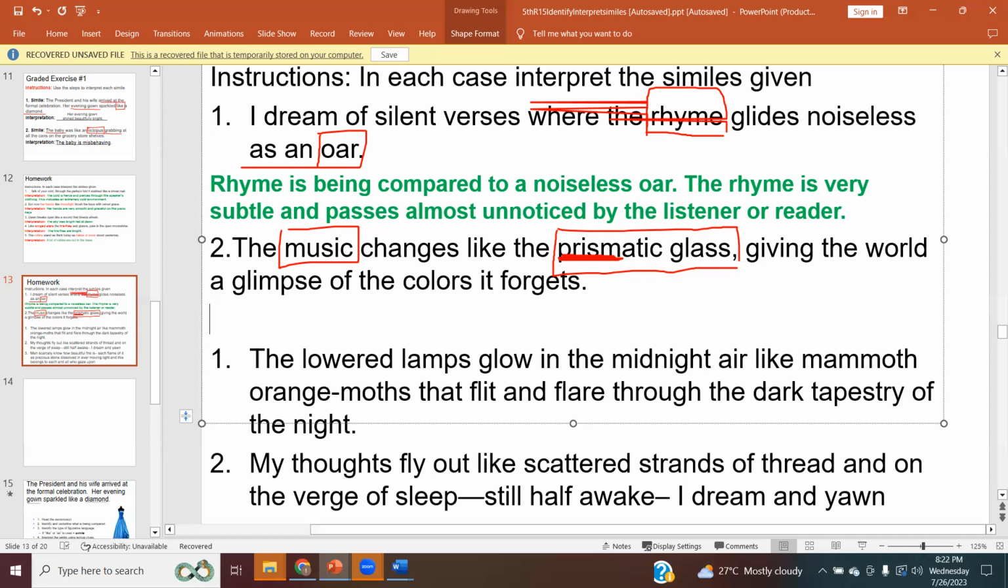Okay. So here, please write this down. Again, write this down. Music is being compared to what? Prismatic glass. To prismatic glass.